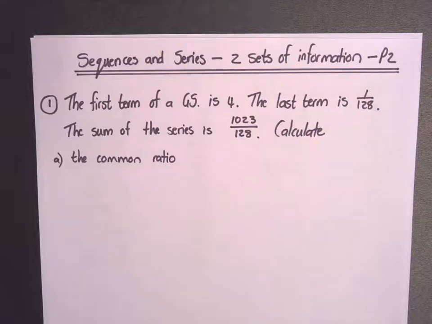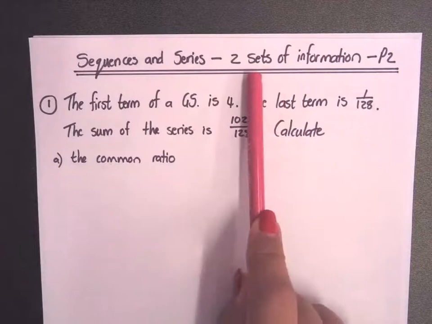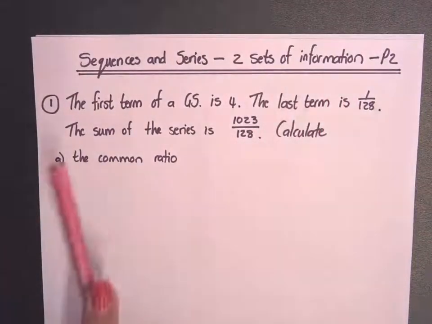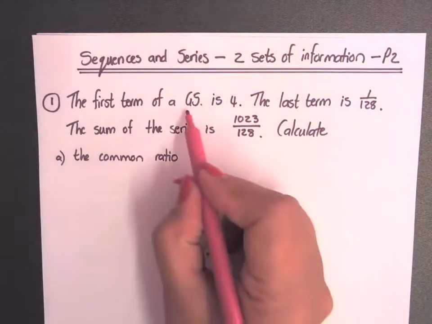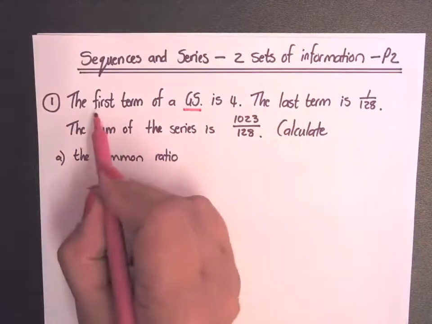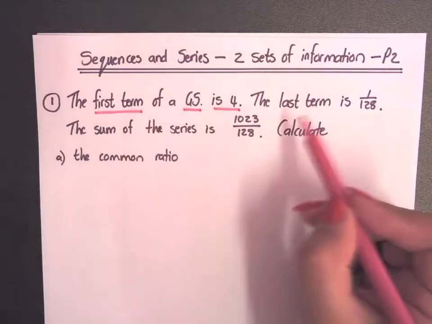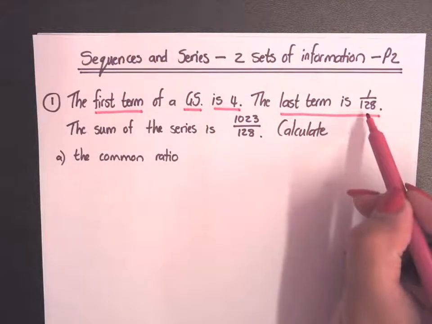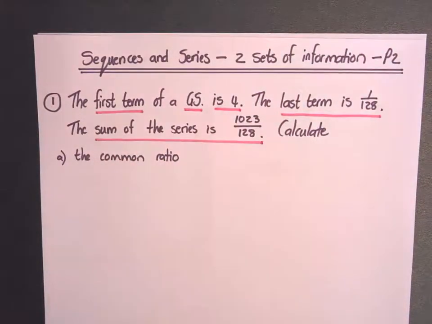Good morning, everybody. In today's lesson, we're going to continue with our sequences and series with two or more sets of information. In our first example, they say that the first term of a geometrical series is 4. So the first term is 4 and we have a geometrical series. The last term is 1 over 128 and the sum is that fraction. So they give us a lot of information.